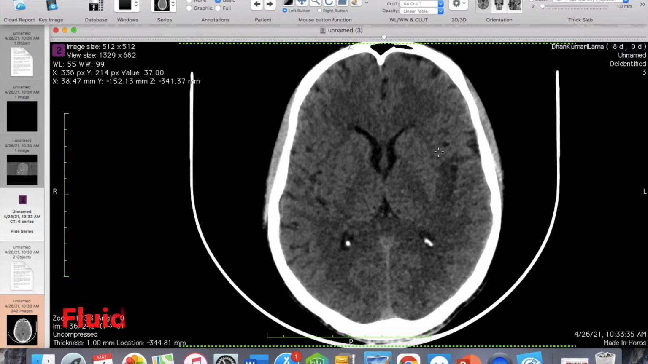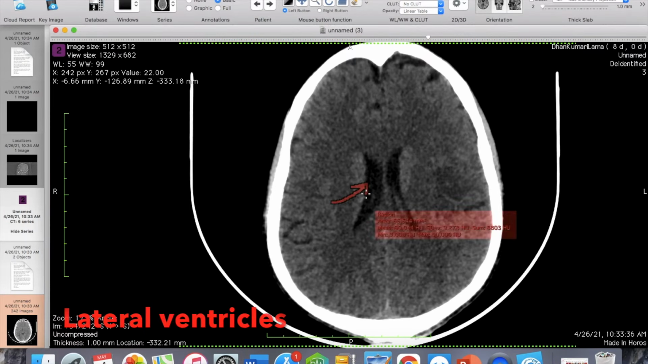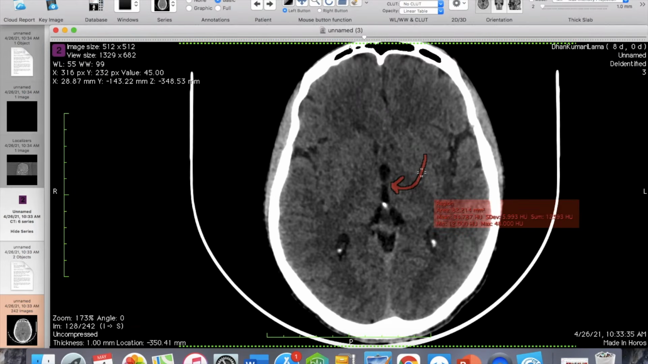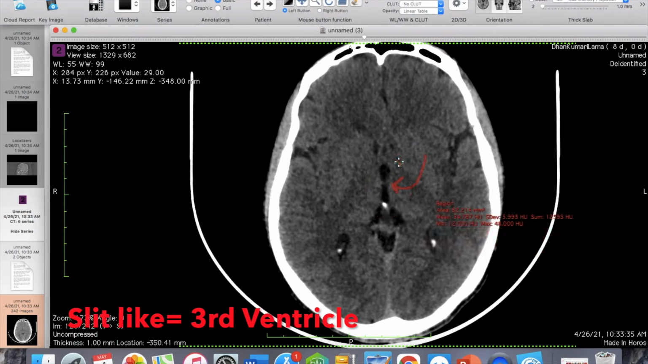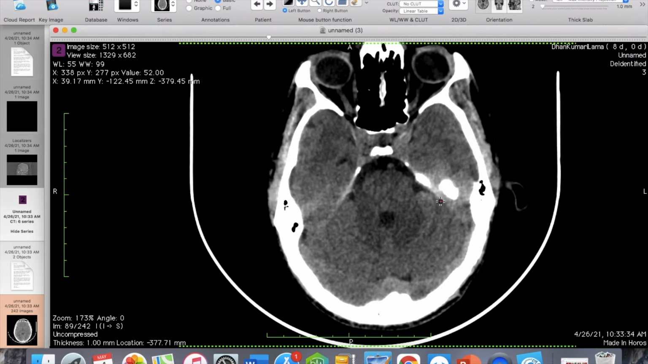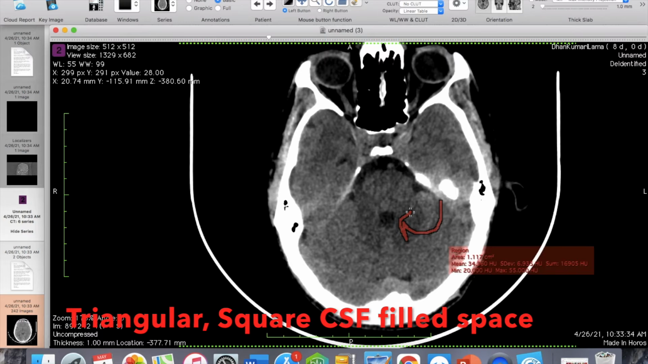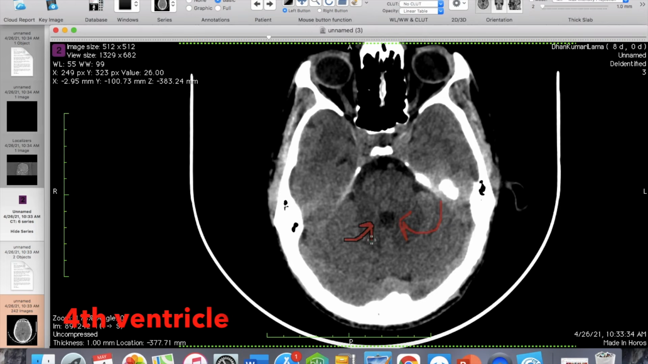Because of the presence of fluid, the ventricles appear dark on CT scan. These are the lateral ventricles. So there are two lateral ventricles, this one and this one. This slit-like hypodensity in the center is the third ventricle of the brain. This triangular or square shaped CSF filled space lying in the posterior fossa is the fourth ventricle.